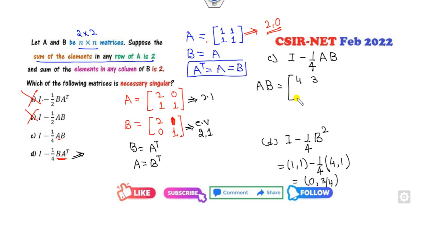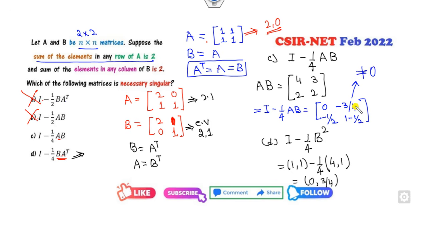4, 2 plus 1, 3, 2, 2. Fine. Then what is I minus this? I is 1 0 0 1, so 1 minus 1 over 4 times the product. Now clearly say what is the determinant of this? The determinant is non-zero, so does that mean it is a singular matrix? No. So the left-over option D is my right answer.